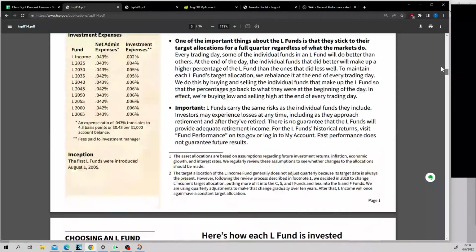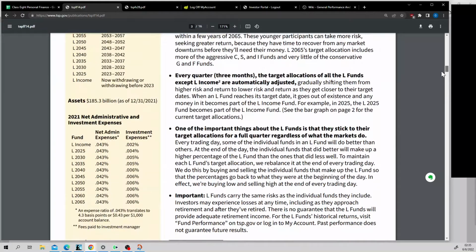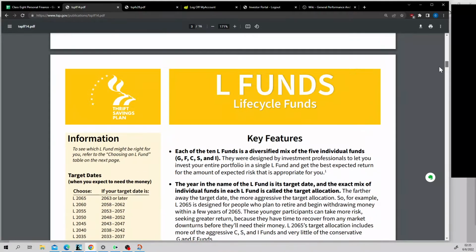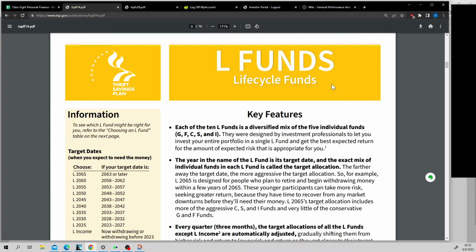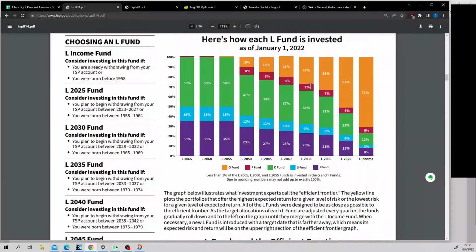Let's go up to the L funds. And I like the L funds quite a lot. By the way, all of these funds are cheap. I'm not listing out every single expense ratio, but the L funds are target date funds. And so you pick the year that is closest to when you are going to retire. I happen to have been born in 1985. I turned 65 in 2050.